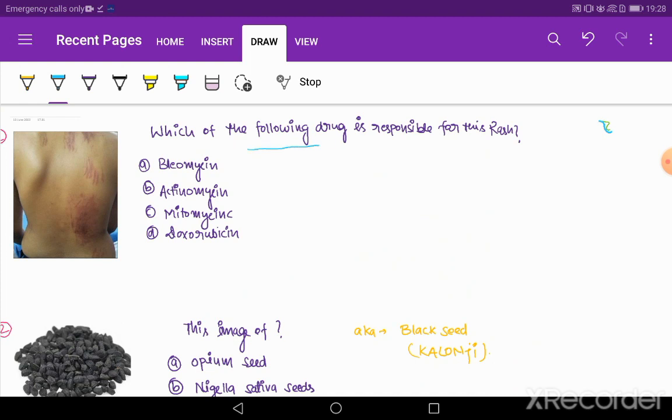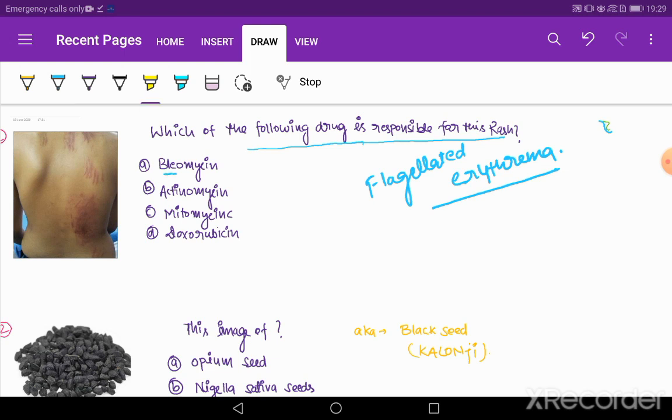Which of the following drugs is responsible for this rash? This rash is a flagellate erythema, and this is a side effect of the drug bleomycin. This happens because bleomycin lacks a detoxifying enzyme in the skin, making it a vulnerable site for the adverse effect of bleomycin.